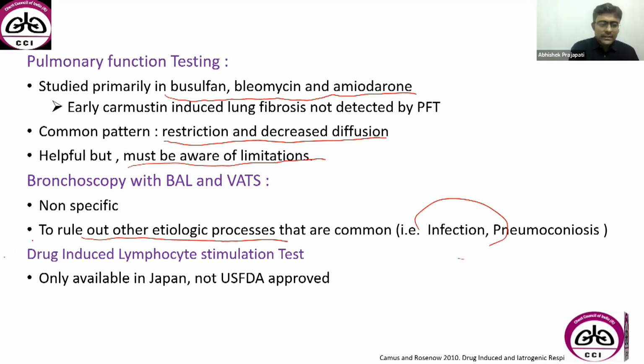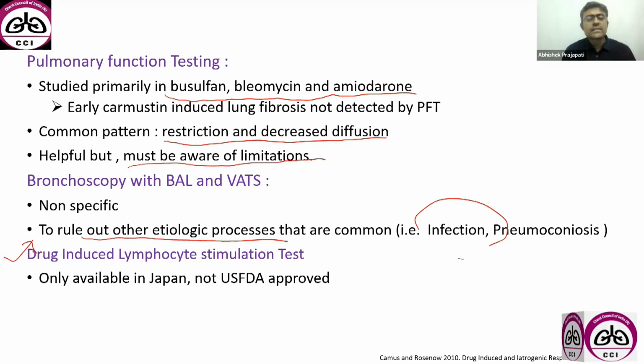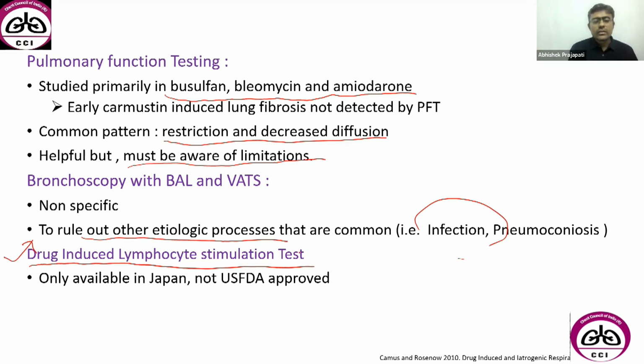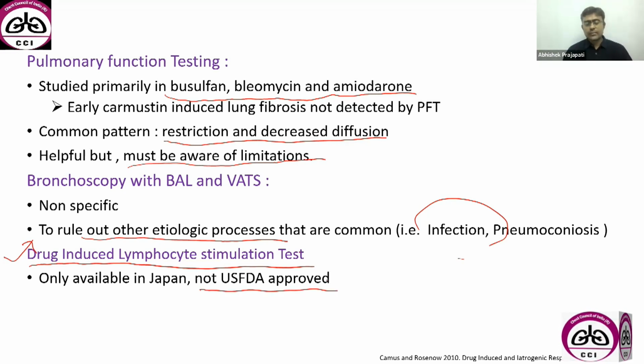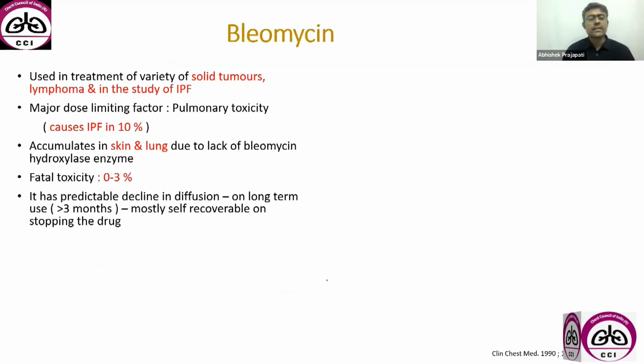One important test that has been mentioned in the recent literature is the drug-induced lymphocyte stimulation test. It is only available now in Japan and is not US FDA approved, but it looks very promising. In this test, the drug is added to the patient's serum, and it is checked whether a specific amount of lymphocytes are stimulated or not. If a specific amount of lymphocytes are stimulated, then we may confirm that this may be a case of drug-induced lung injury.